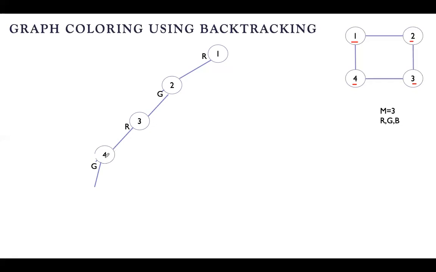Green is allowed? Yes, green is allowed. These two are adjacent, colors are different. 4 and 2 are not adjacent, so green color is possible. Okay, so this combination is possible. So that is one solution. Red, green, red, green.